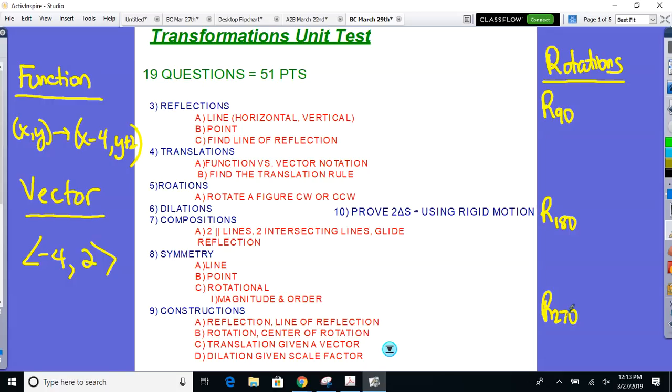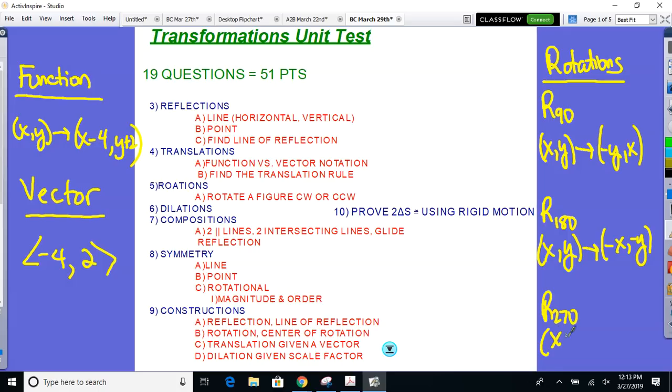You guys that don't turn the paper and maybe memorize the rules, here you go. Rotation of 90, x, y turns into negative y, x. When you rotate 180, x, y becomes negative x, negative y. And for 270, x, y becomes y, negative x. So you guys that memorize the rotation rules, there they are. You guys that don't and turn your paper, just make sure you turn it in either a clockwise or a counterclockwise fashion.